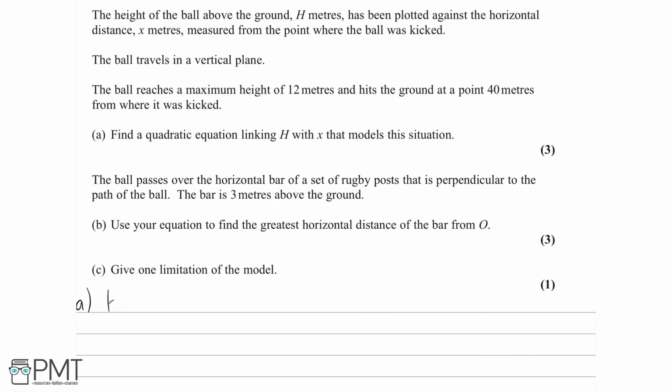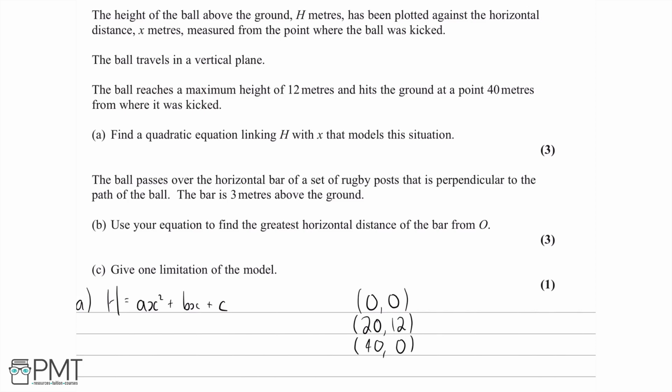Now we know the quadratic is going to be in the form of h equals ax squared plus bx plus c. And then we just need to find out what a, b, and c are. Well, we know 3 points along this quadratic. There's (0, 0), where it starts. There's (20, 12), the maximum height of the ball. And there's also (40, 0), where the ball ends up.